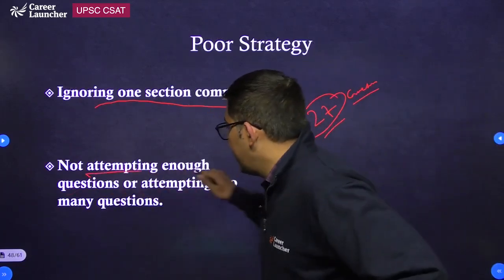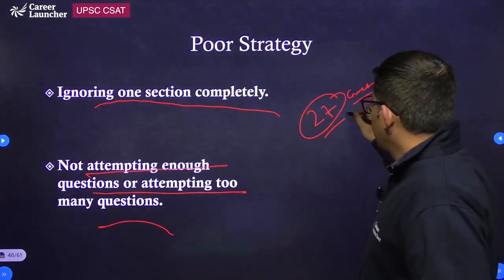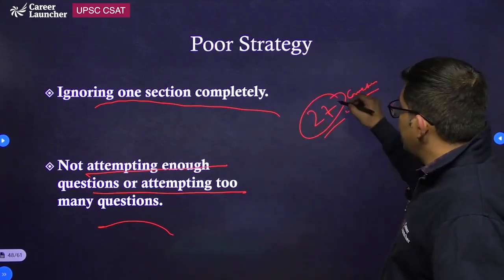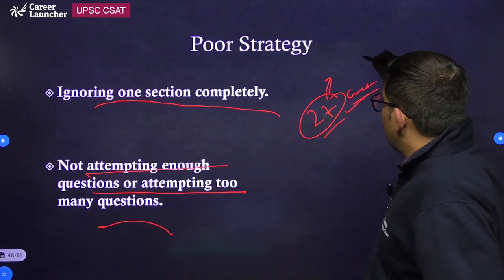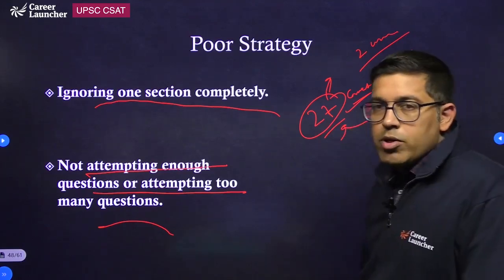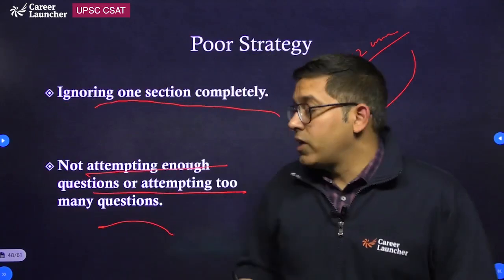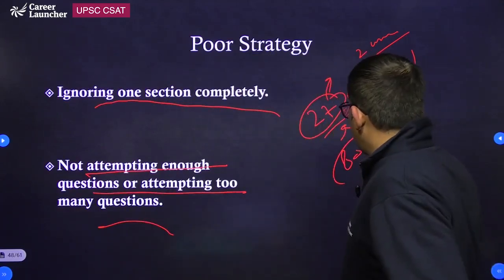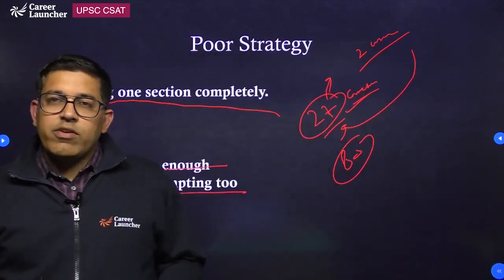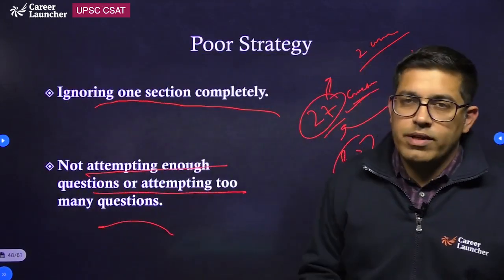Also, not attempting enough questions or attempting too many questions. As I told you, you require 27 correct answers. But let's say you have only attempted 27 and out of which 2 are wrong. You'll get negative marking and you'll not be able to qualify. Or if you have attempted all 80, obviously you cannot sustain the accuracy level, and because of negative marking there are chances that you will not be able to qualify.